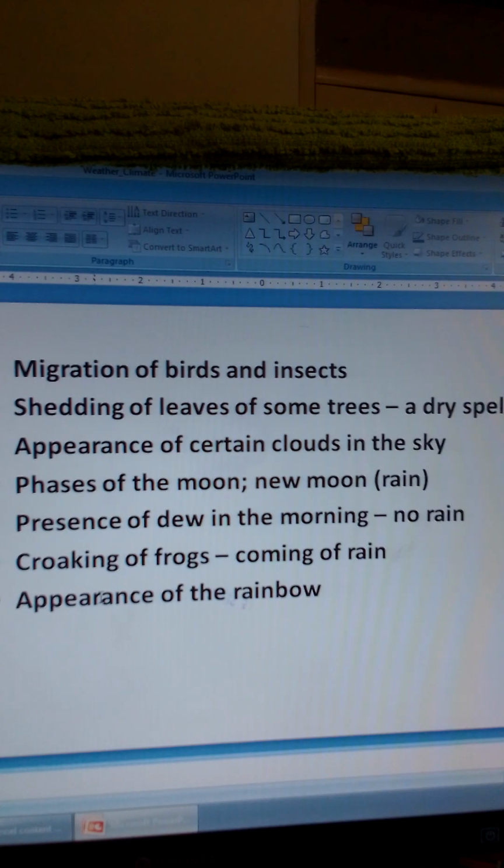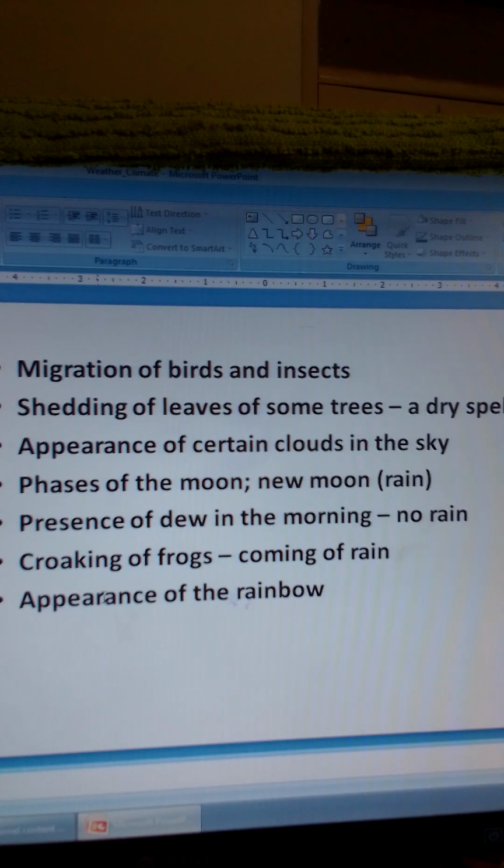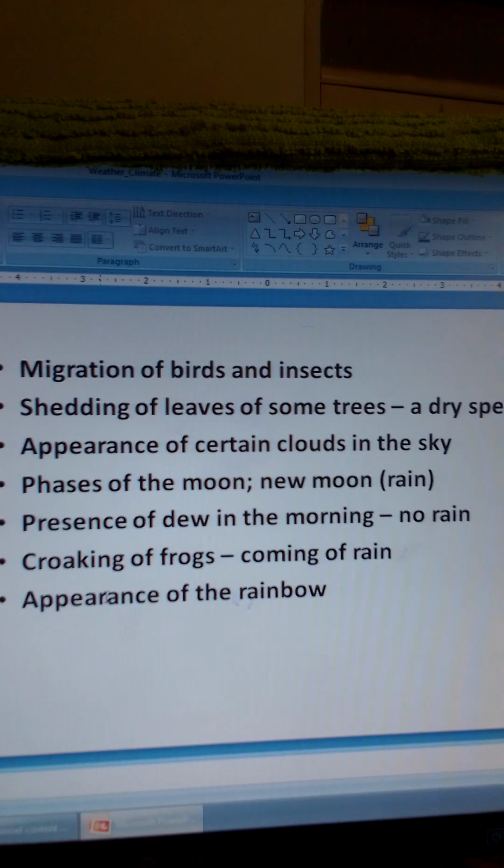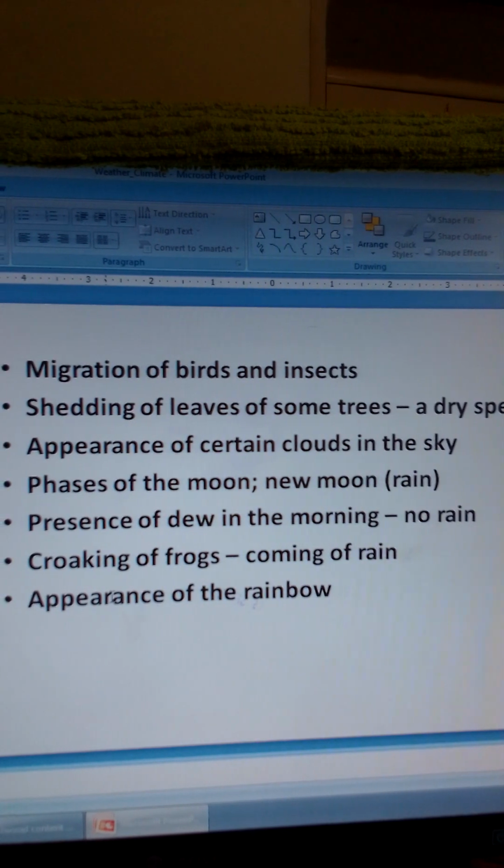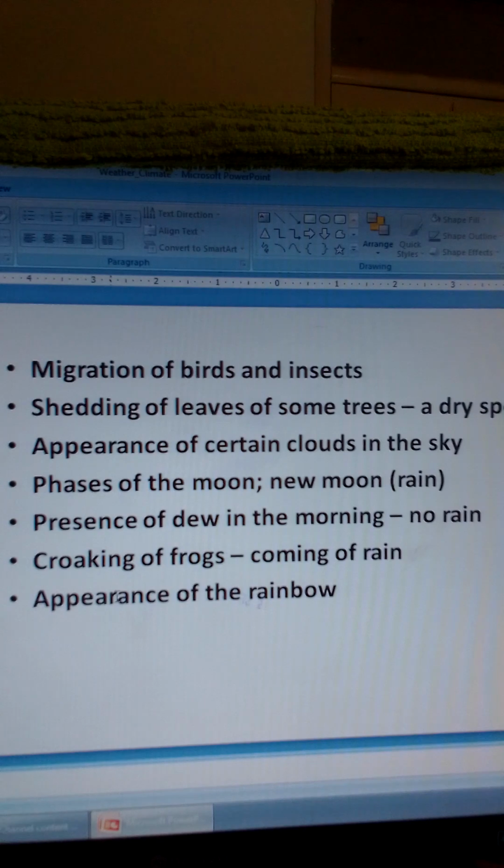Number four, phases of the moon. A new moon would indicate rainfall. Number five, presence of dew in the morning, either on the grass or other surfaces, which would indicate that there would be no rain. Number six, croaking of frogs, which would indicate that rain is coming. And finally, appearance of the rainbow, which would indicate that there's going to be no rain.